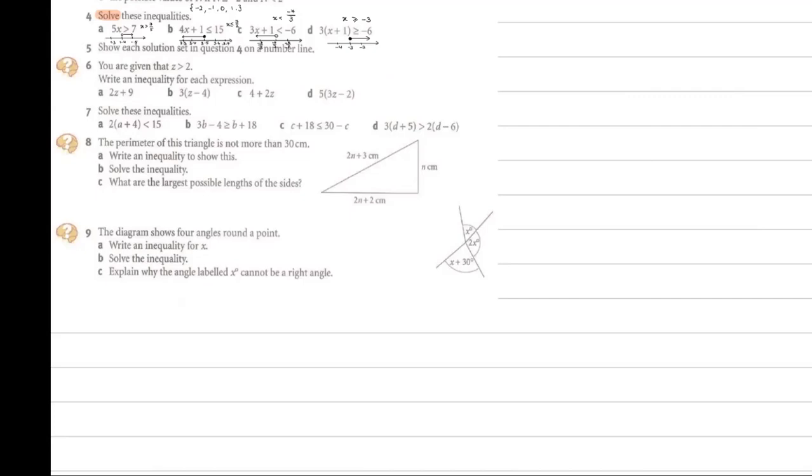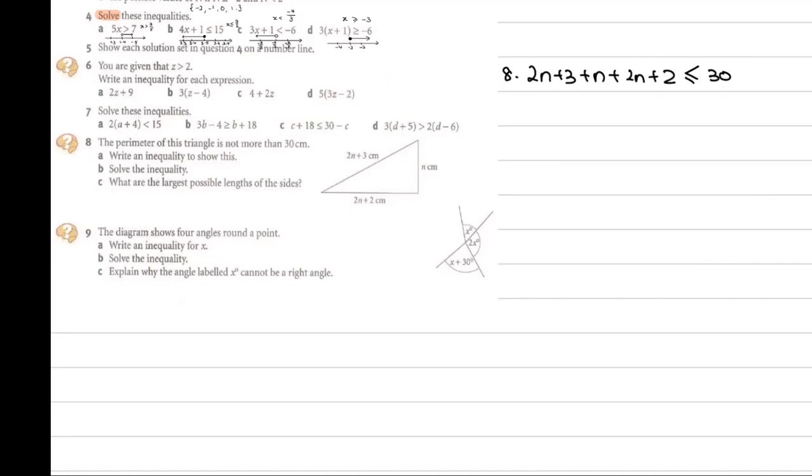Now look at question number 8. The perimeter of this triangle is not more than 30. So not more than 30 means it must be less than or equal to 30. So we're going to add everything together and then we're going to get 30. So for number 8: 2n plus 3 plus n plus 2n plus 2 is less than or equal to 30.